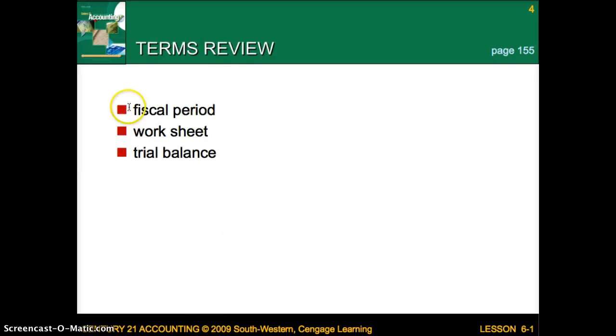Fiscal period is that year-long period. A worksheet is what we just did, and then the trial balance is the portion of the worksheet that we just completed.